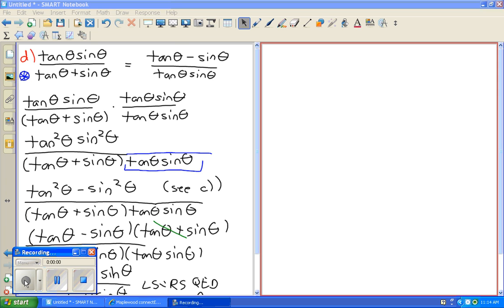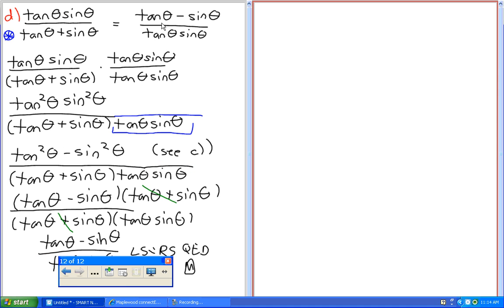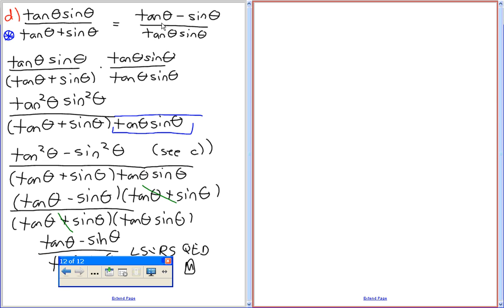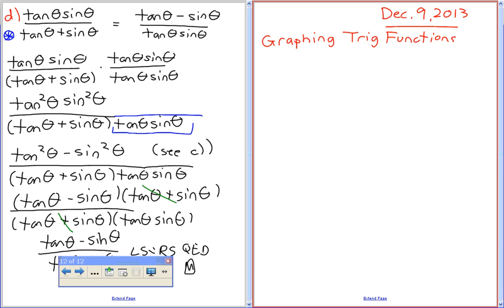Okay, today we're on to December 9th, 2013. We're going to start with graphing trig functions. This is what we did the last few days. I just want to make sure this is clear for people. Okay, let's start with the basic graph of sine and cos.